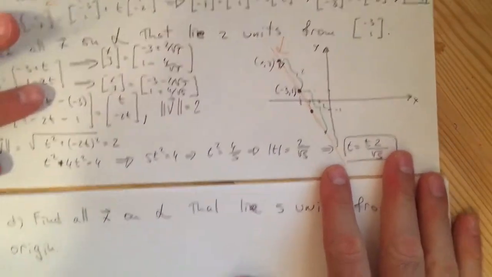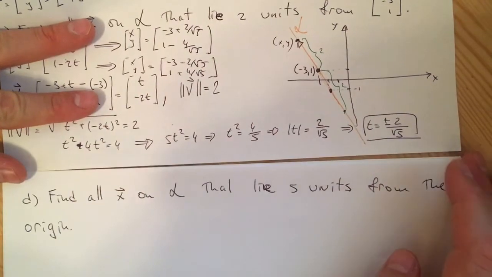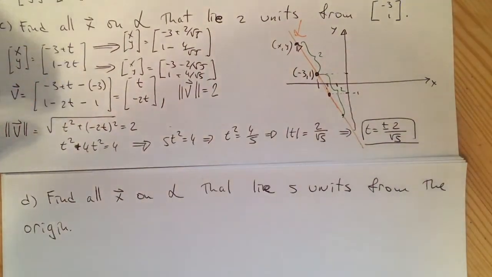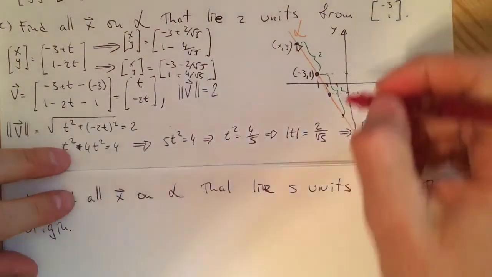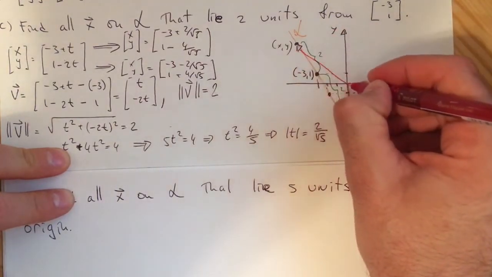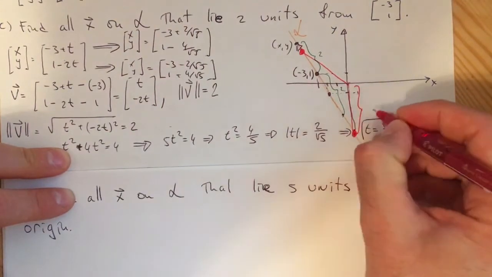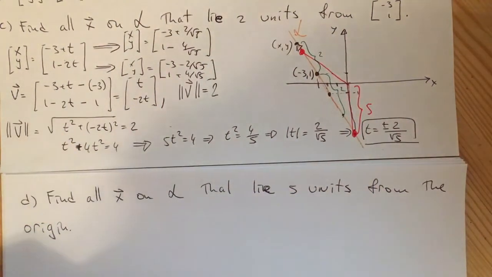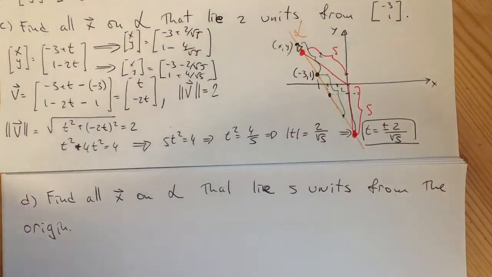And in part D, which is similar to the previous question, we have to find points on the line that lie 5 units from the origin. Okay, so let's say I want to find these 2 points that are 5 units from the origin. The idea is the same as in part C.